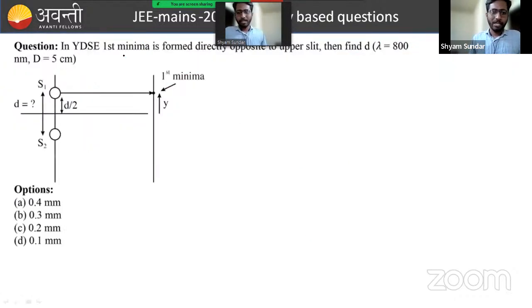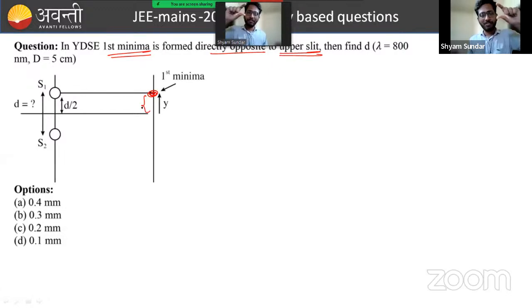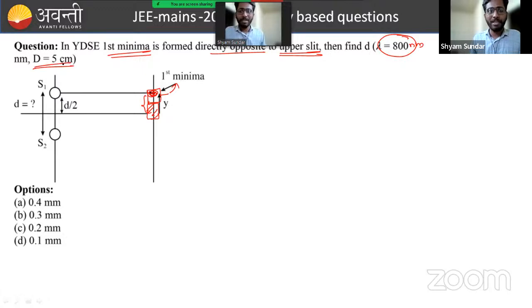Look here. In YDSE, the first minima is formed directly opposite to the upper slit. Here it is forming the first minima. Hence, it is the fringe width, meaning this is a bright fringe and this is a dark fringe, forming exactly in front of the first slit. This is the dark minimum. When performed under 800 nanometer wavelength, with a separation distance of 5 centimeter, they are asking what is the value of the exact separation.